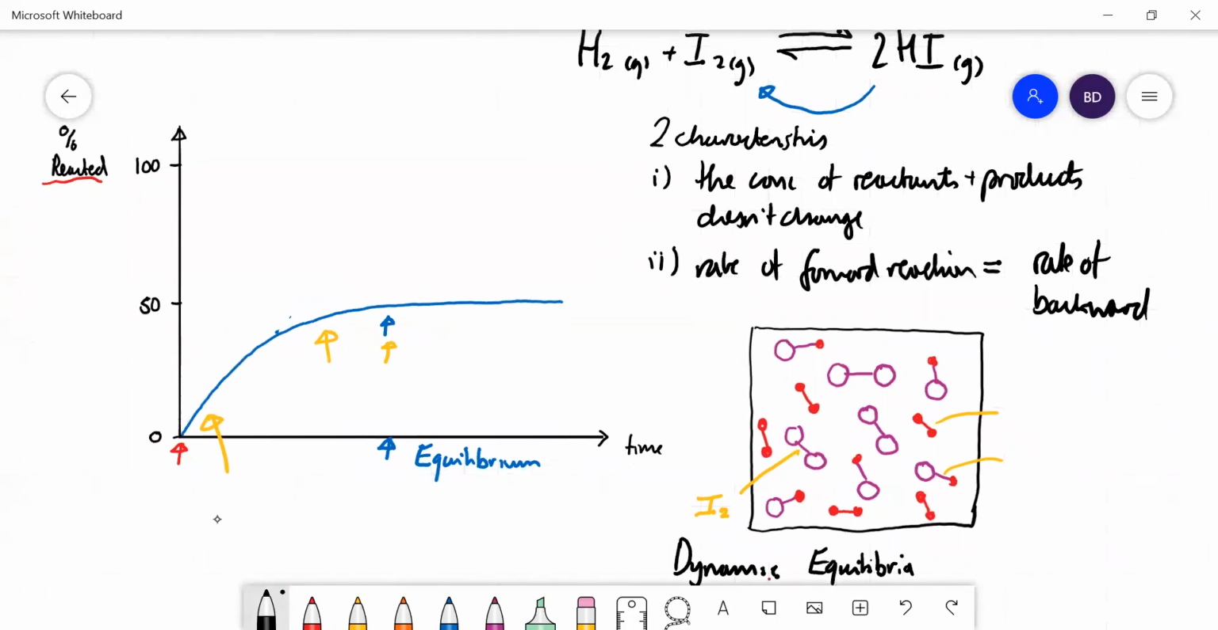We could also have a little think about what would happen if we started off with hydrogen iodide here. The same thing would happen. If I draw in a different color, this is the amount if we start with HI. The amount reacted is going to go up, but very quickly it's not going to change anymore. It doesn't all react. It never gets to 100%, and that's because the backward reaction is happening at the same time.